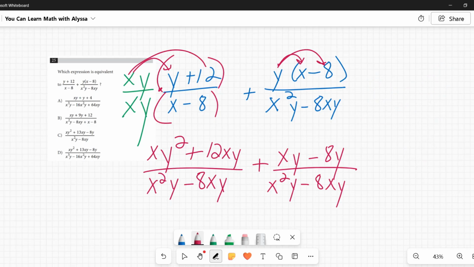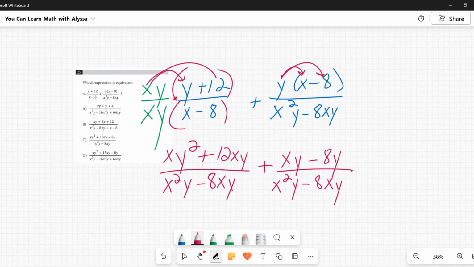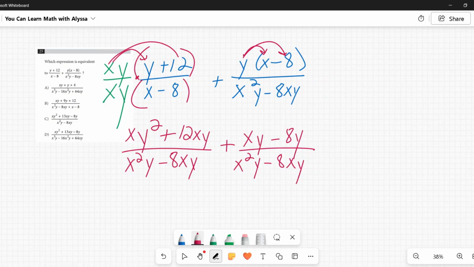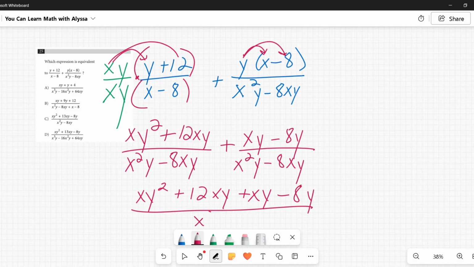So in this case, it's like I have xy squared plus 12xy of x squared y minus 8xy's. And I want to add xy minus 8y of x squared y minus 8xy. How many x squared y minus 8xy's do I have? That kind of thing. So we combine all those terms on top. We see if there's any like terms that we can add. So we have xy squared plus 12xy plus xy minus 8y all over x squared y minus 8xy.